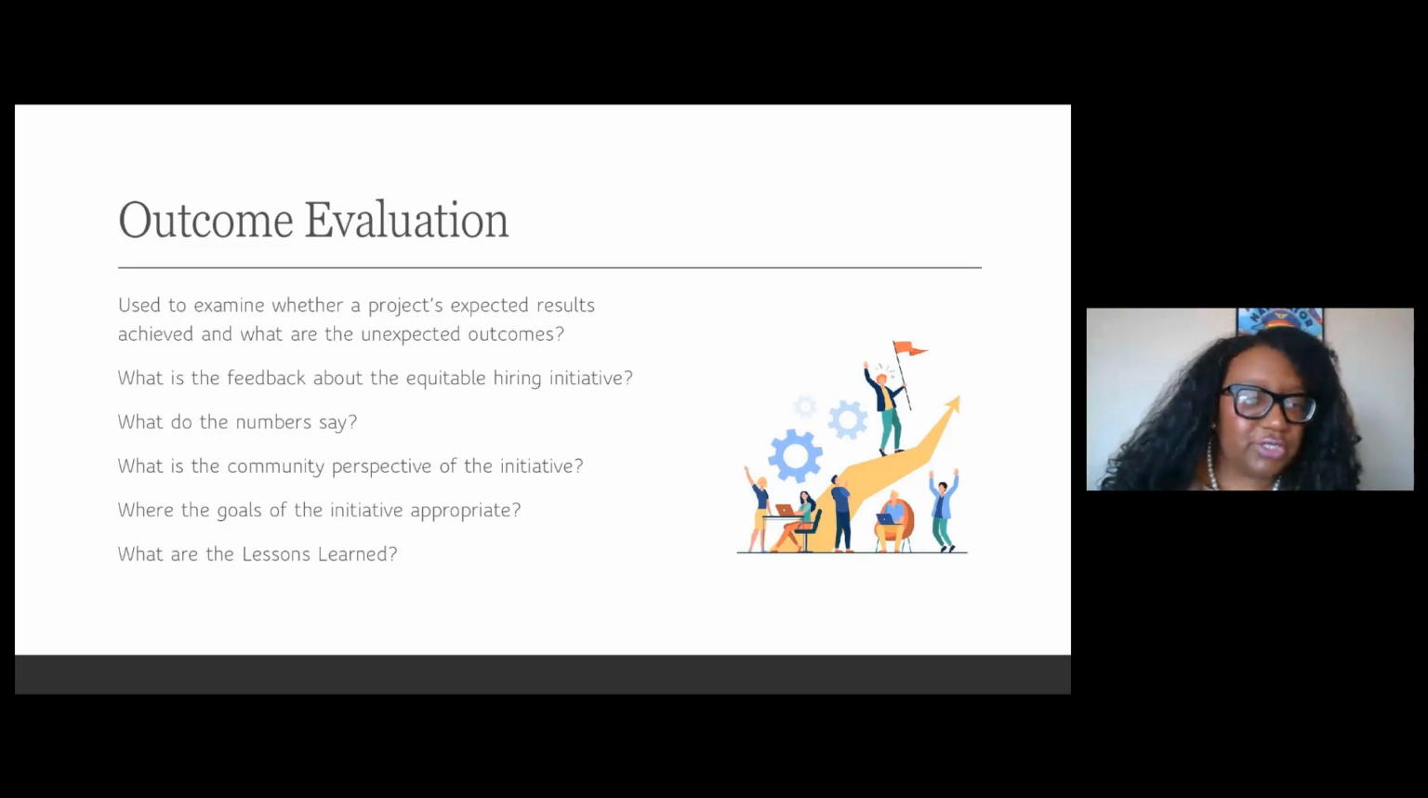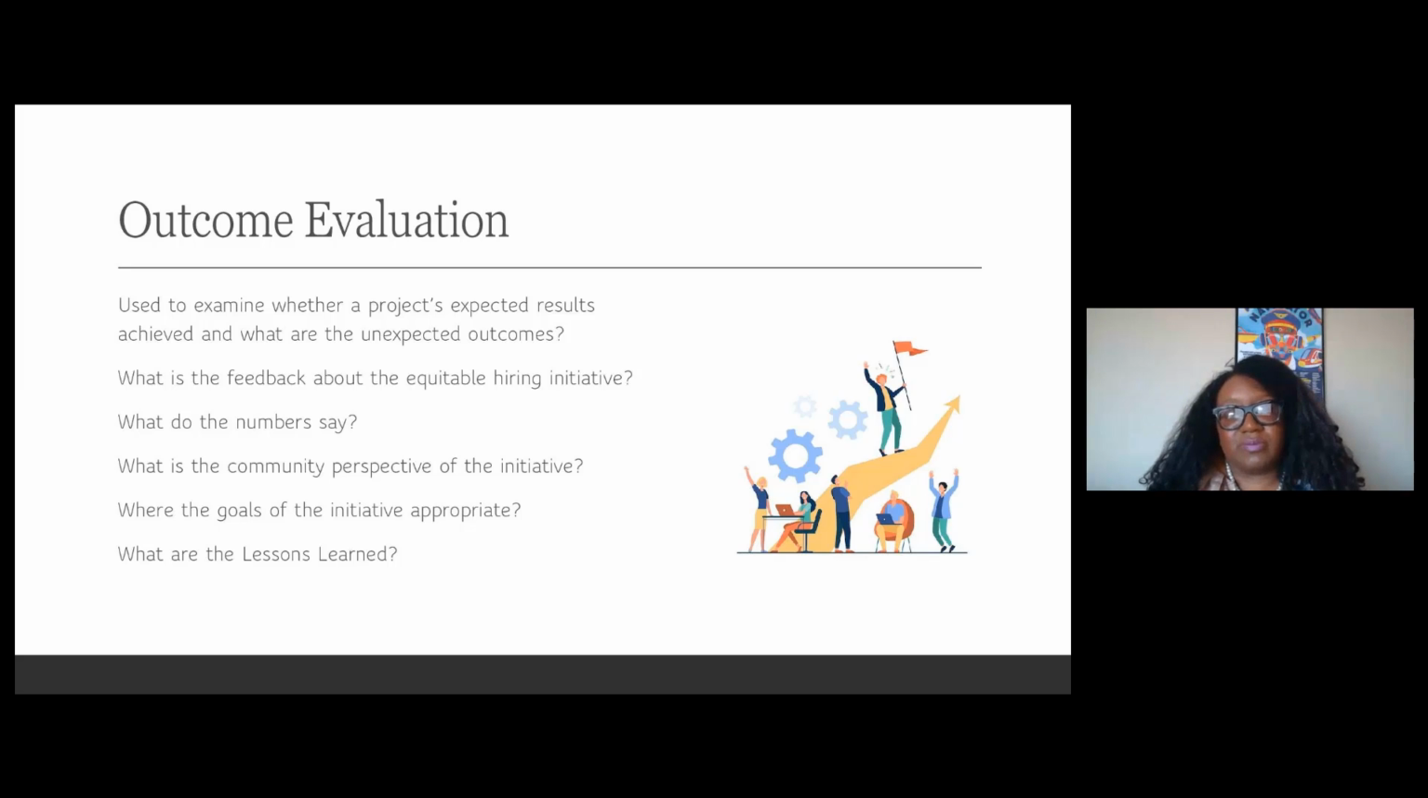Outcome evaluation. Okay, so it's used to examine whether a project's expected results were achieved and what the unexpected outcomes are. So sometimes you implement something and something that wasn't part of the plan happens, good or bad. You're analyzing that, right?